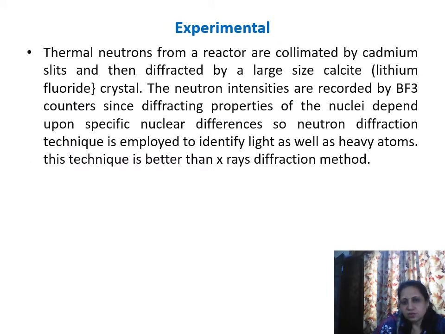Thermal neutrons from the reactor are collimated by a cadmium slit and then diffracted by large calcite crystals. The neutron intensities are recorded by a BF3 counter, since the diffracting properties of the nuclei depend upon specific nuclear differences. So the neutron diffraction technique is employed to identify light as well as heavy atoms. This technique is better than the X-ray diffraction method.